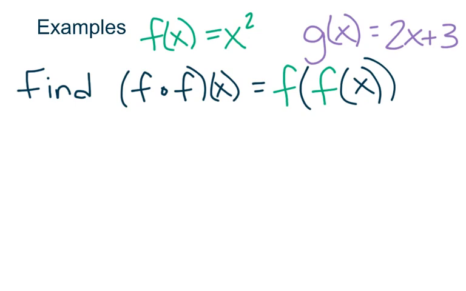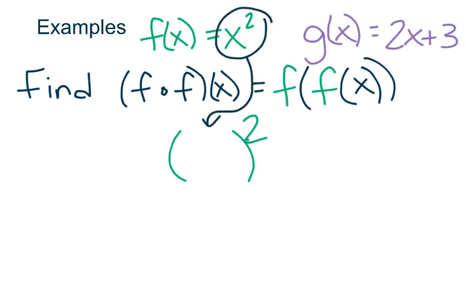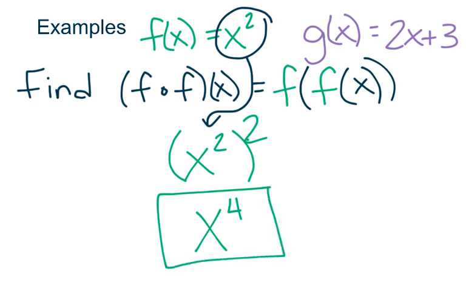So I'm going to take f of x, which is x squared, and I'm going to plug it in. So here's x squared, and that is the value of f of x. So I'm going to plug it in there again. So it's like I put x squared inside of x squared. And if you have x squared to the second power, if you'll remember back from Math 1, anytime you have a power to a power, that's when you multiply. So your answer ends up being x to the 4th.